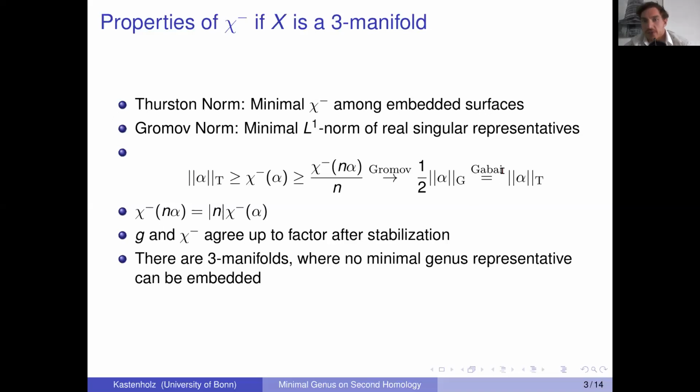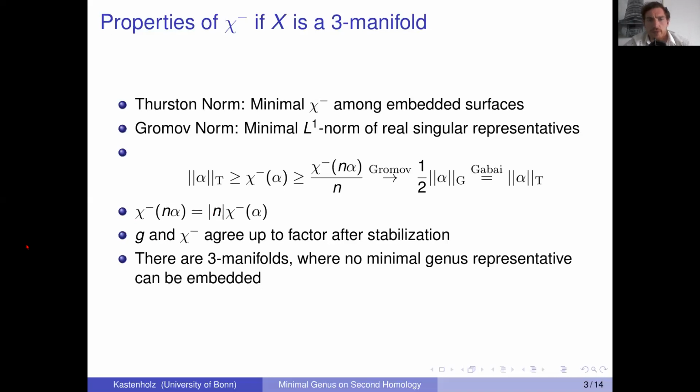So we have this chain of equalities here, where the left-hand side and the right-hand side are the same, so all of these things agree. In particular, chi minus and the Thurston norm agree. So in the case of 3-manifolds, it doesn't really matter whether we take embedded representatives or just arbitrary representatives. This produces the interesting property that for 3-manifolds, chi minus is actually multiplicative. If we're considering n times alpha, then we can pull out the absolute value of n. This is far from true in the general case, and we will actually see an example of that, I think.